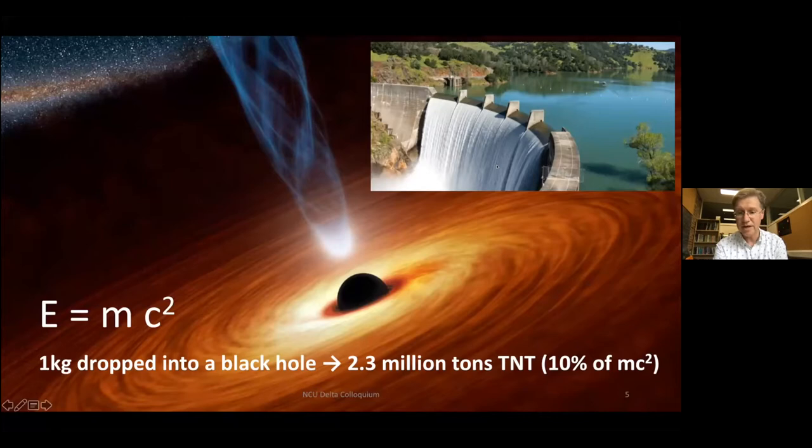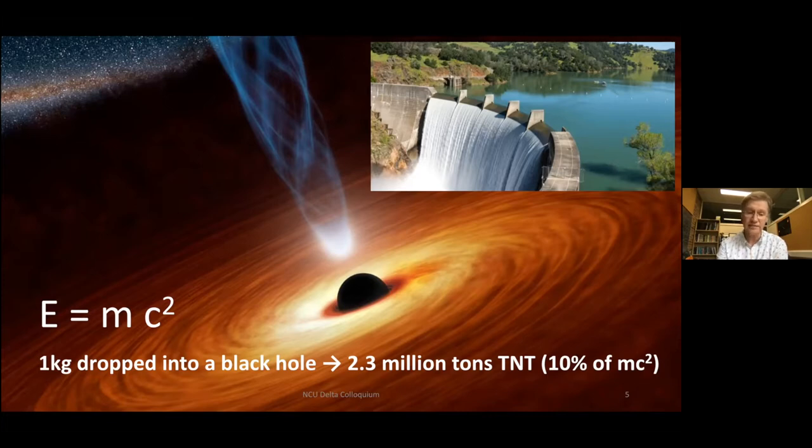compared to the hydroelectric dam is just the amount of energy that is being given up. Of course, Einstein's famous formula, E equals mc squared, tells us that there can be a conversion of mass into energy. And what we find is if we, for example, drop 1 kilogram of matter from a large distance into a black hole, we can convert about 10% of that 1 kilogram into energy. So the efficiency is about 10%. And that translates into the equivalent of about 2 million tons of TNT exploding. So dropping 1 kilogram into a black hole releases the amount of energy that a very sizable nuclear weapon would release. So this is an incredibly efficient process.